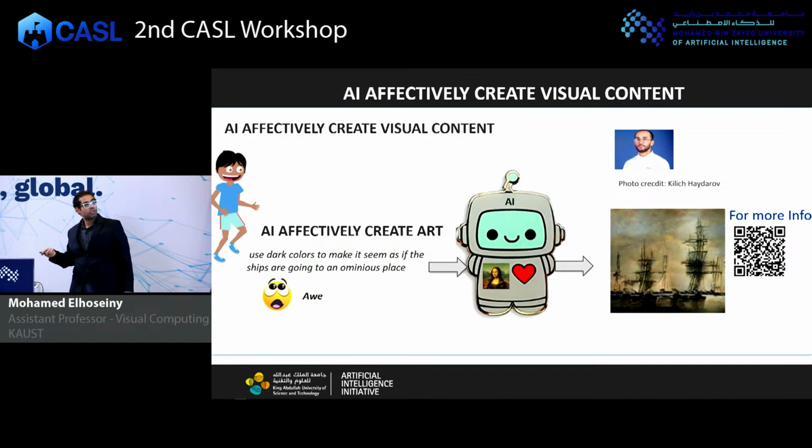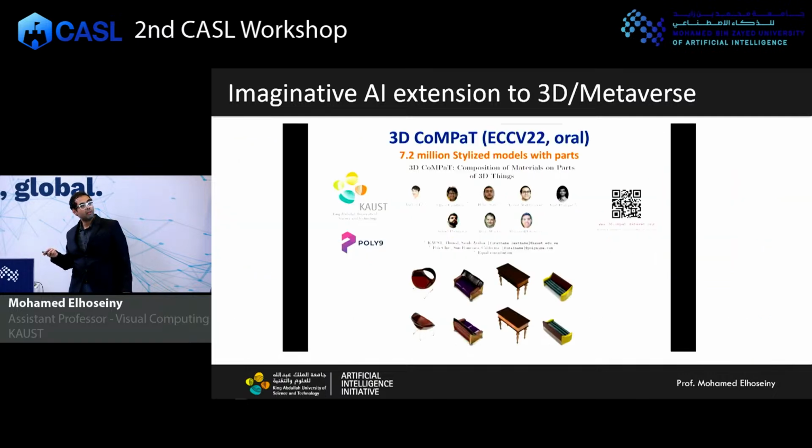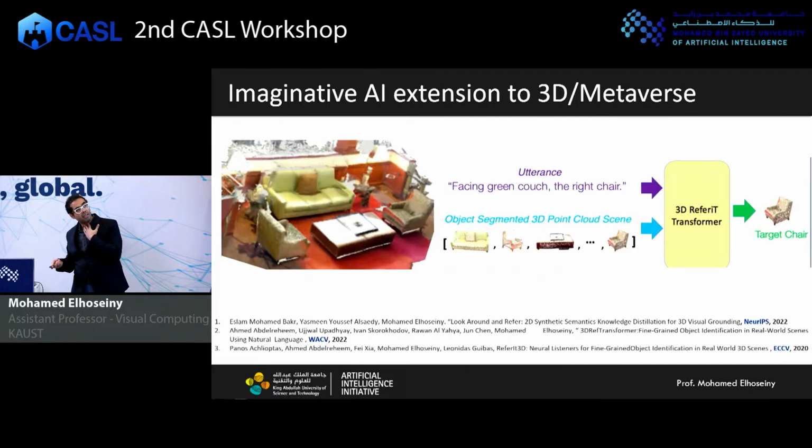We can also do generative models, I think, extending this vision language model to enable content. We created this data set of 7 million stylized models that can be used for generative models in the metaverse. And you can imagine connecting it to vision language models to localize an object of interest in a 3D environment, like, for example, facing the couch, the right chair, or pick me the cup on the table closest to the door.